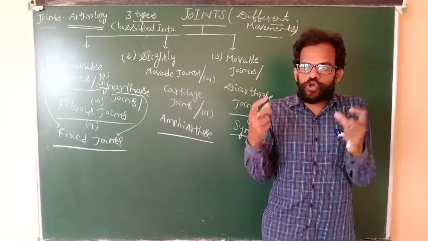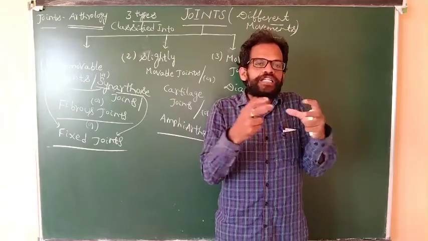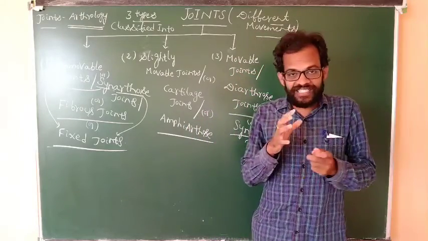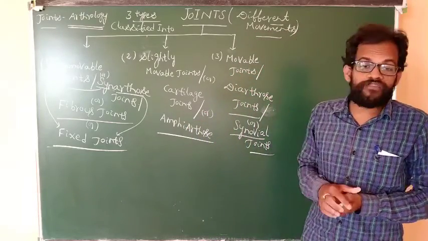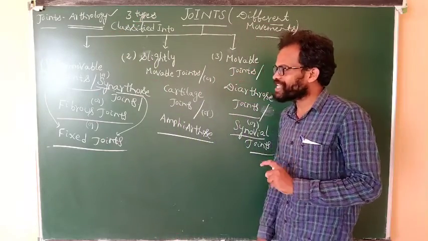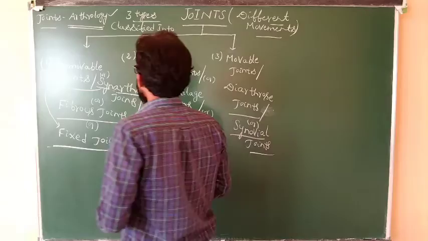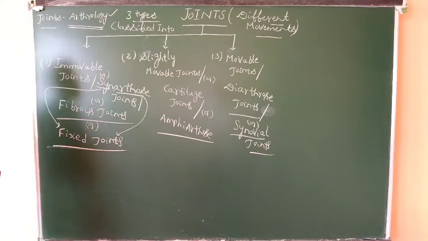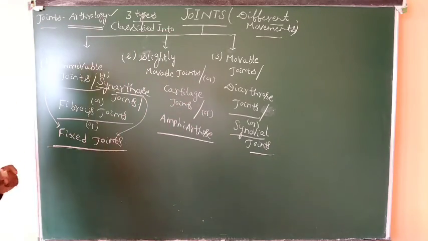One joint connected with another joint is known as a joint. The study of joints is known as arthrology. Coming to the first one, immovable joints are synarthro joints or fixed joints.